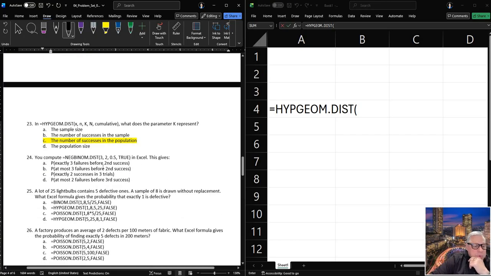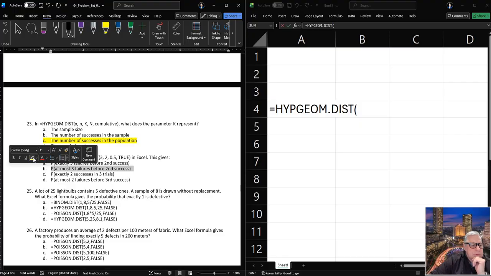Okay, if you compute NEGBINOM.DIST 3, 2, 0.5, true in Excel, the critical element is again the true. That calls for a cumulative, and that means we get at most 3 failures before we get 2 successes. That's what it is. So we have at most 3 failures before we get 2 successes.